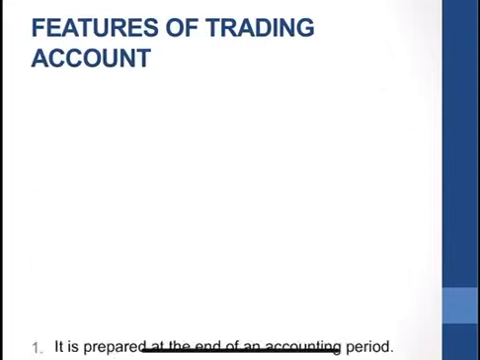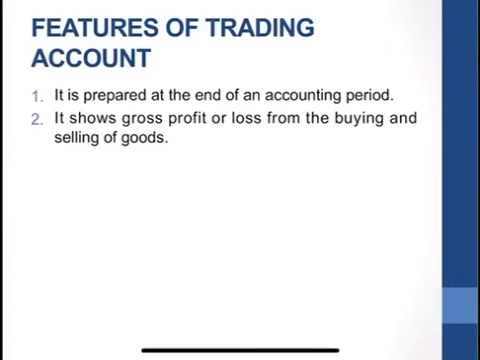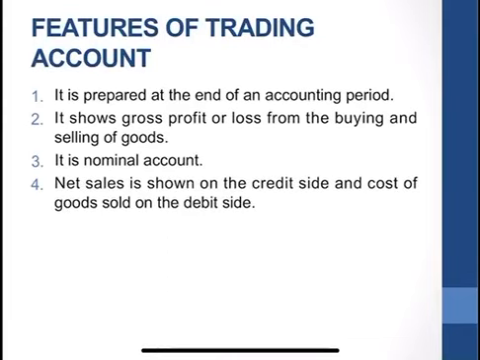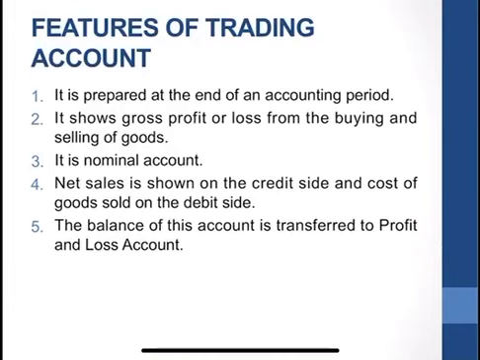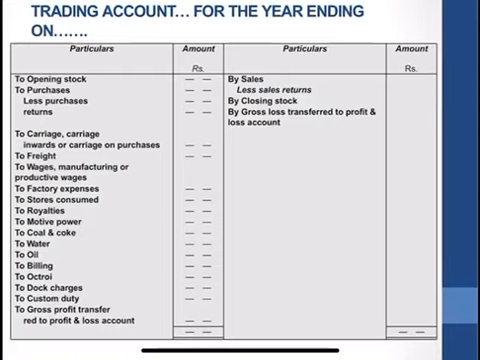And features are, it's prepared at the end of an accounting period. It shows gross profit or loss from buying and selling of goods. It's a nominal account. Net sales is shown on the credit side and cost of goods sold on debit side. And the balance of this account is transferred to profit and loss account. It is prepared before the preparation of profit and loss account. And here is the pro forma of trading account for the year ending on.